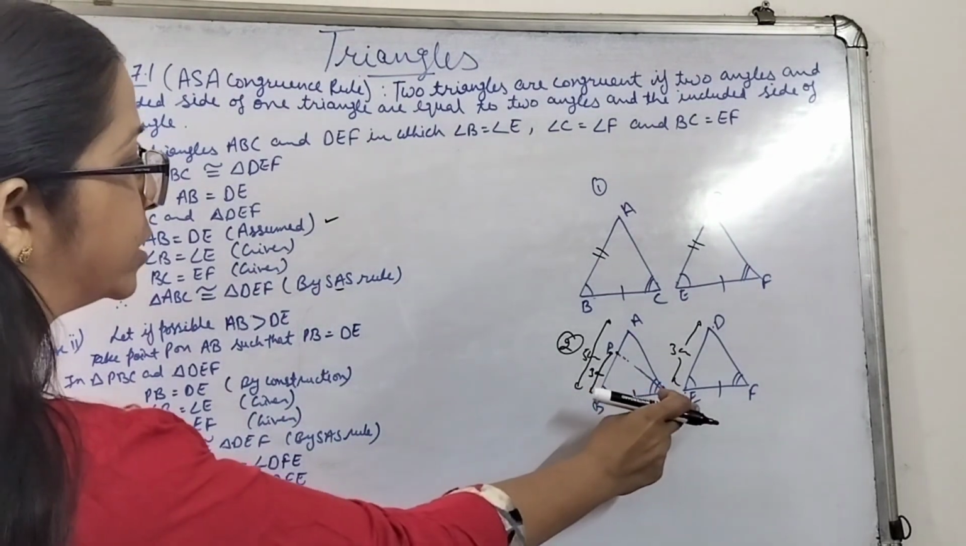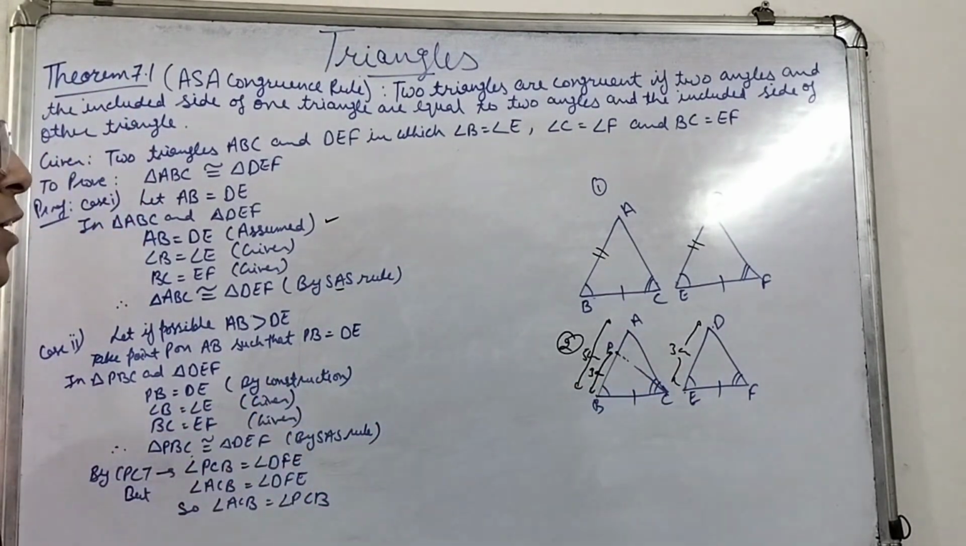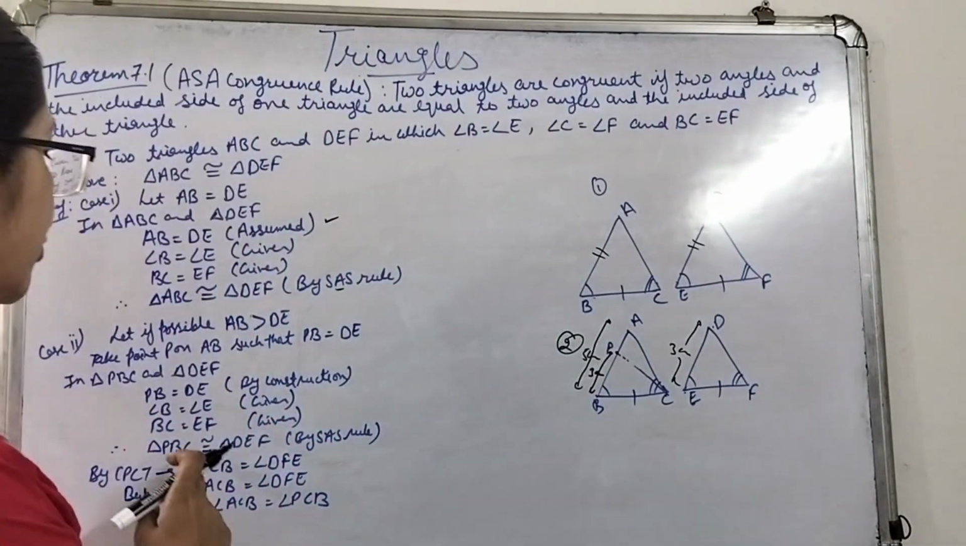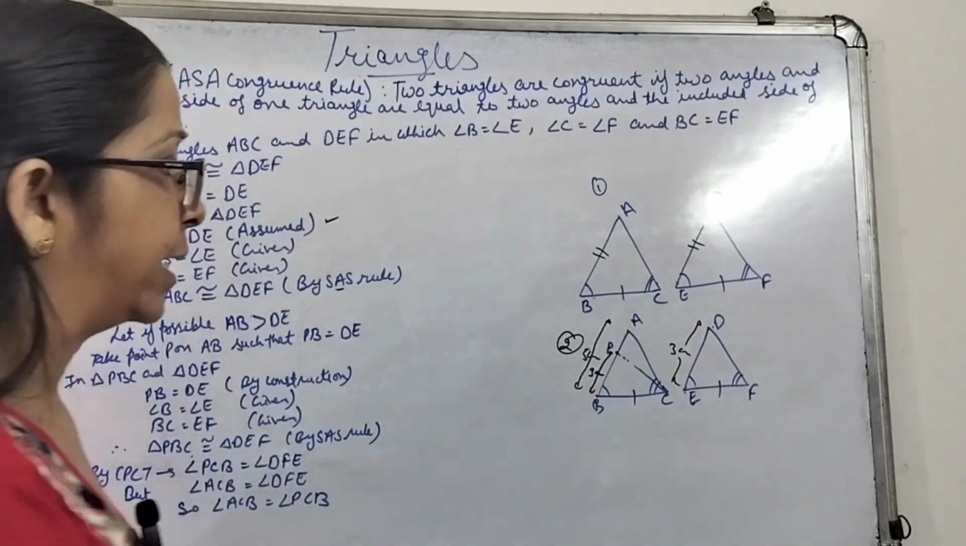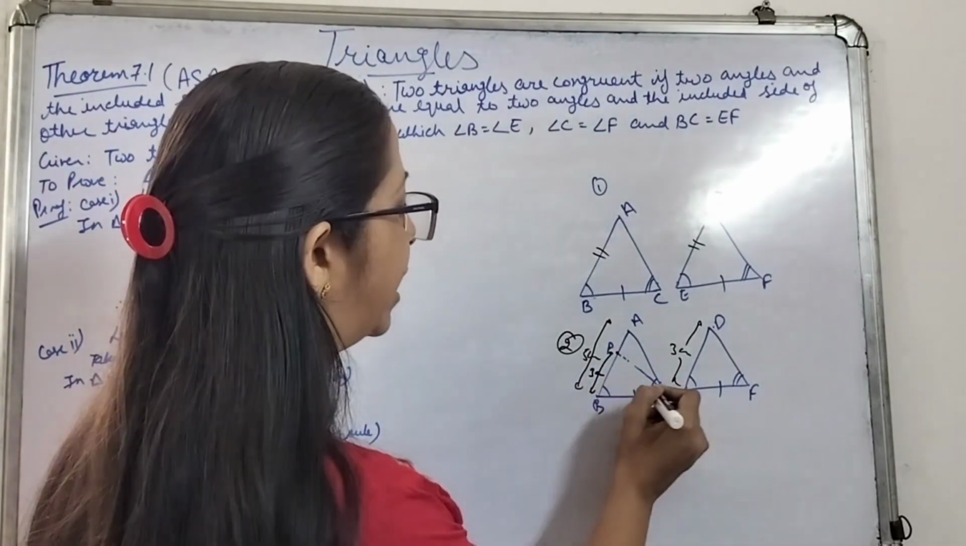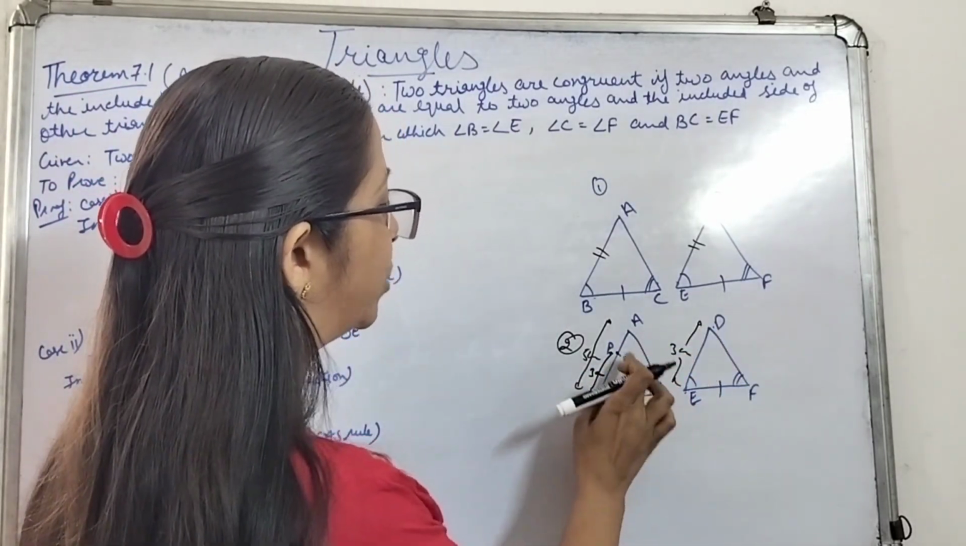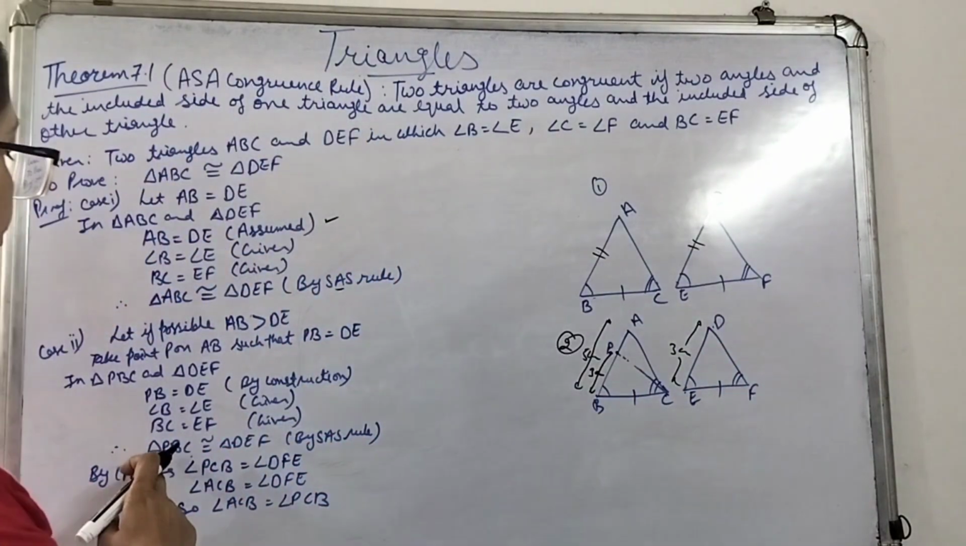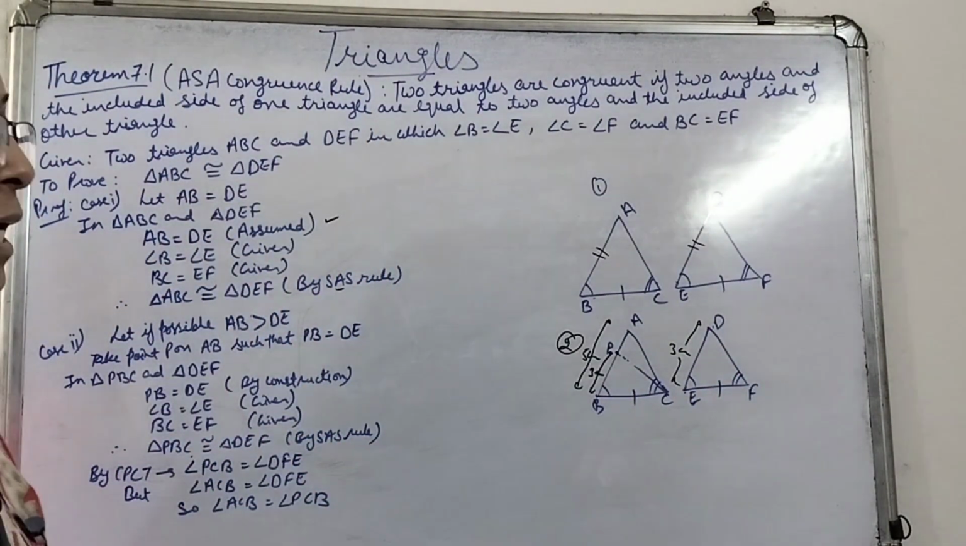Angle B was equivalent to angle E; it was already given to us in the question. And BC is equivalent to EF; it was also given to us. So we can say by SAS congruency, these two triangles, PBC and DEF, will be congruent by the SAS rule.